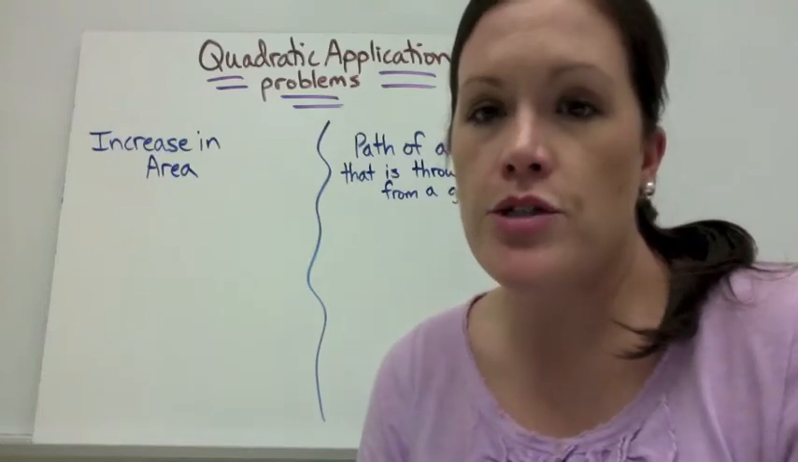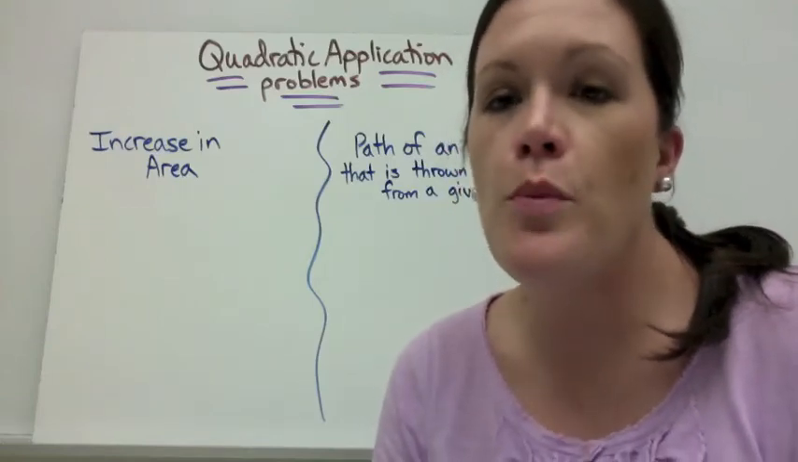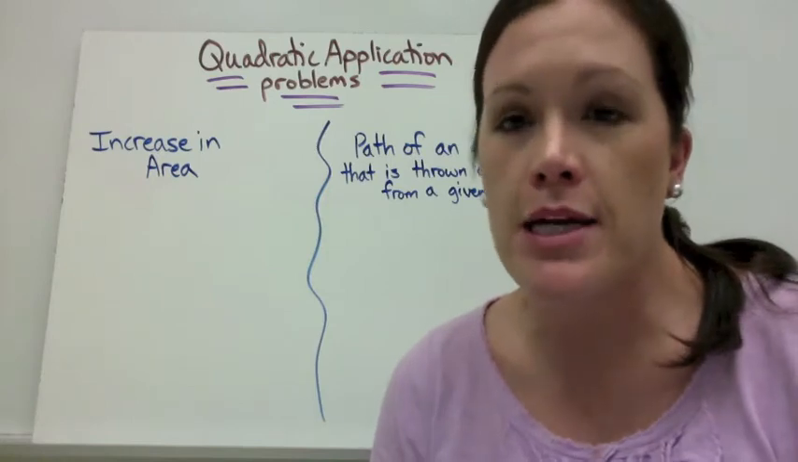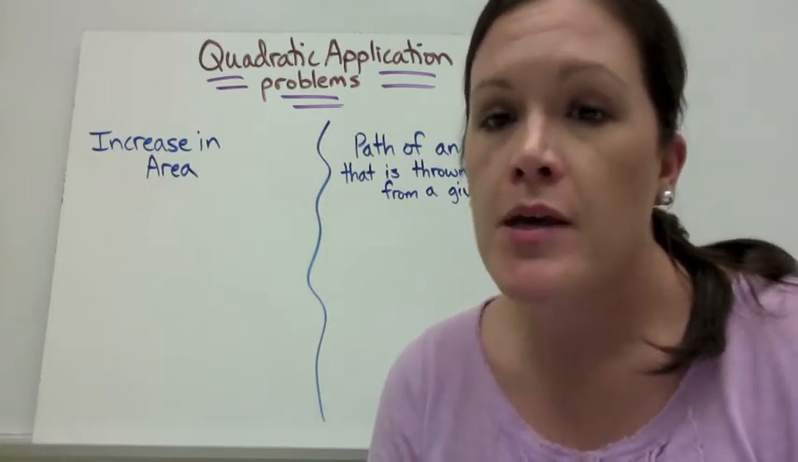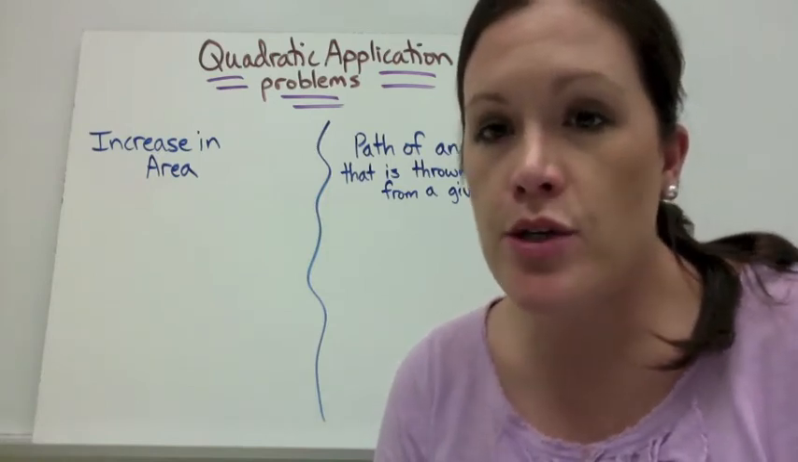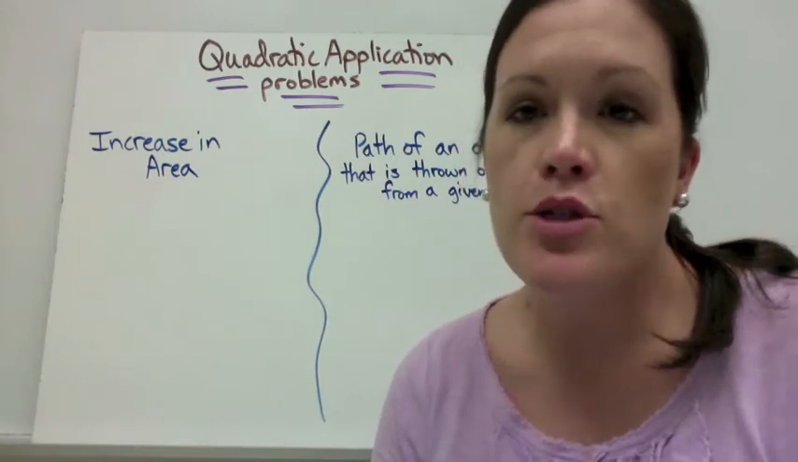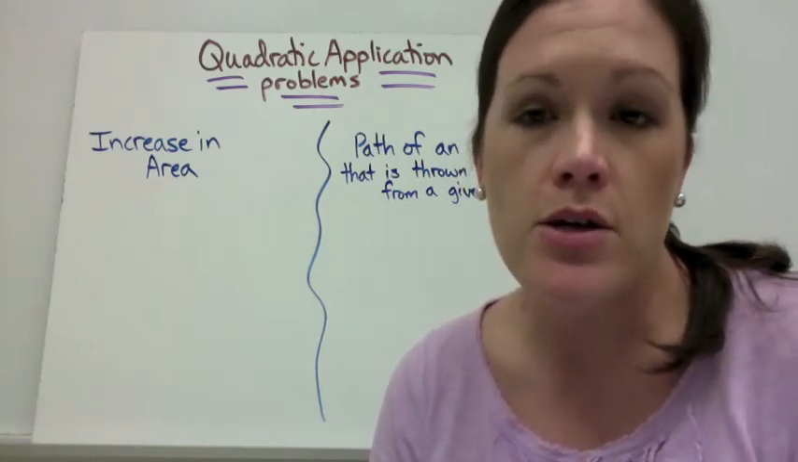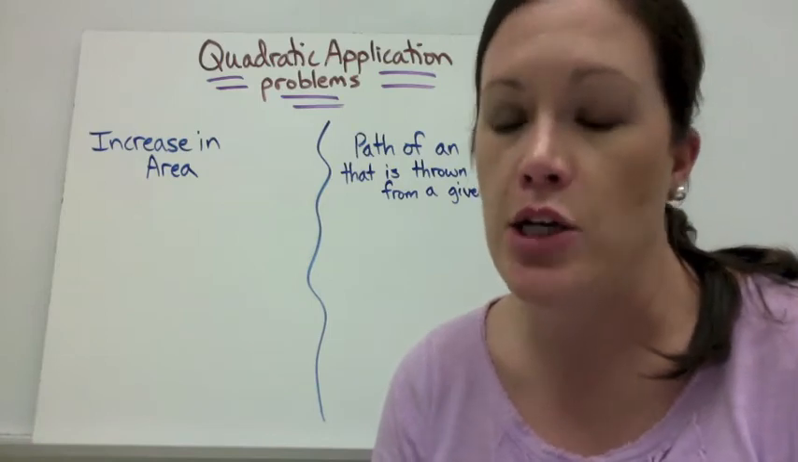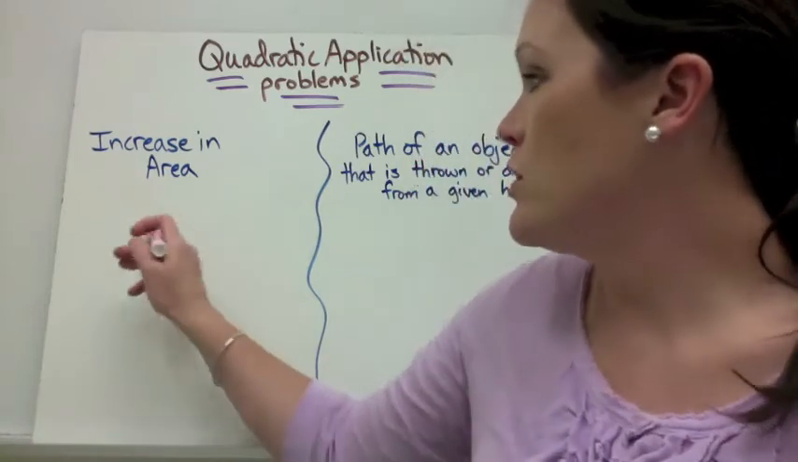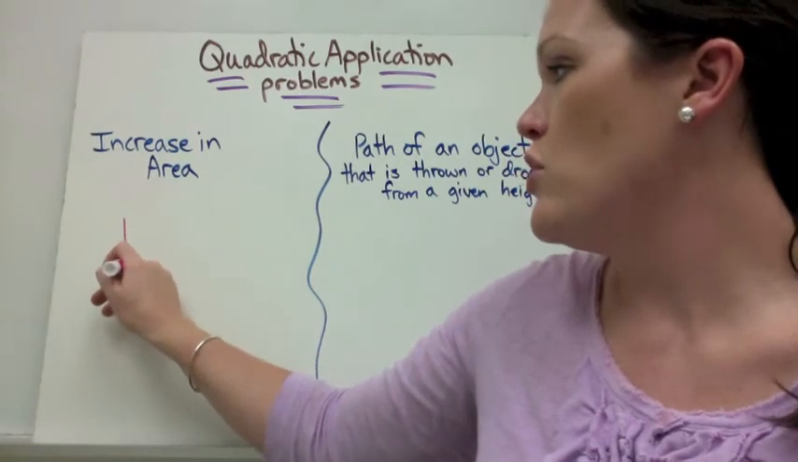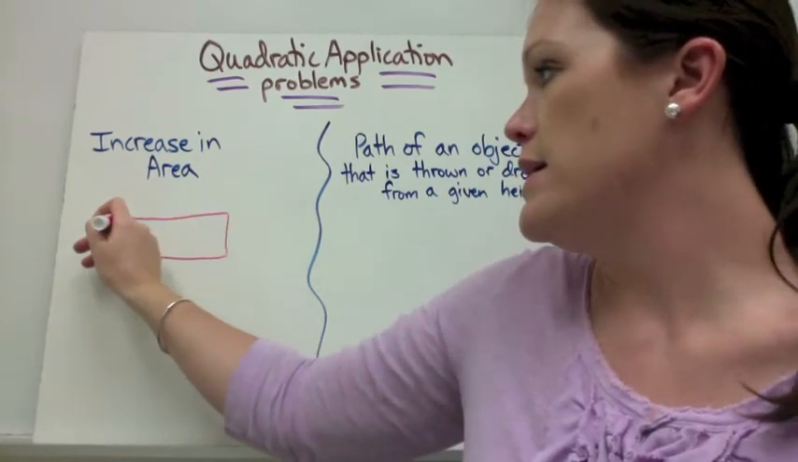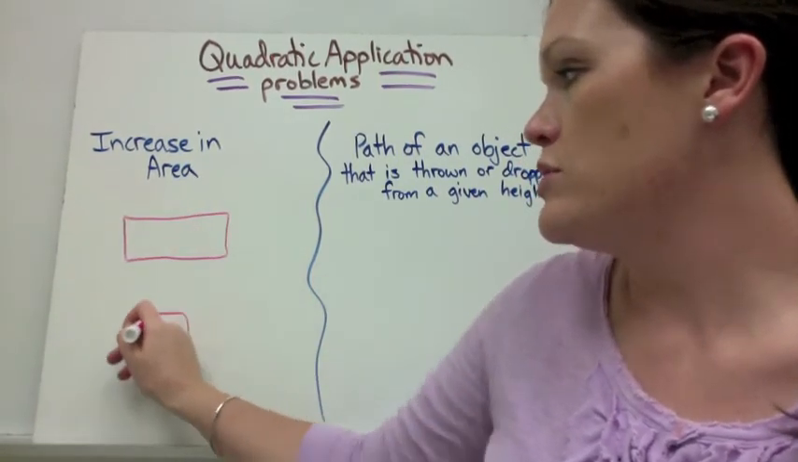Let's talk about quadratic applications. There are two main types of quadratic application problems we're going to be seeing. The first type is when they talk about an increase in area. So a lot of times on these problems they give you a rectangle or a square and then they talk about how that area has been increased. So when they have these problems, you want to draw the rectangle or draw the square.